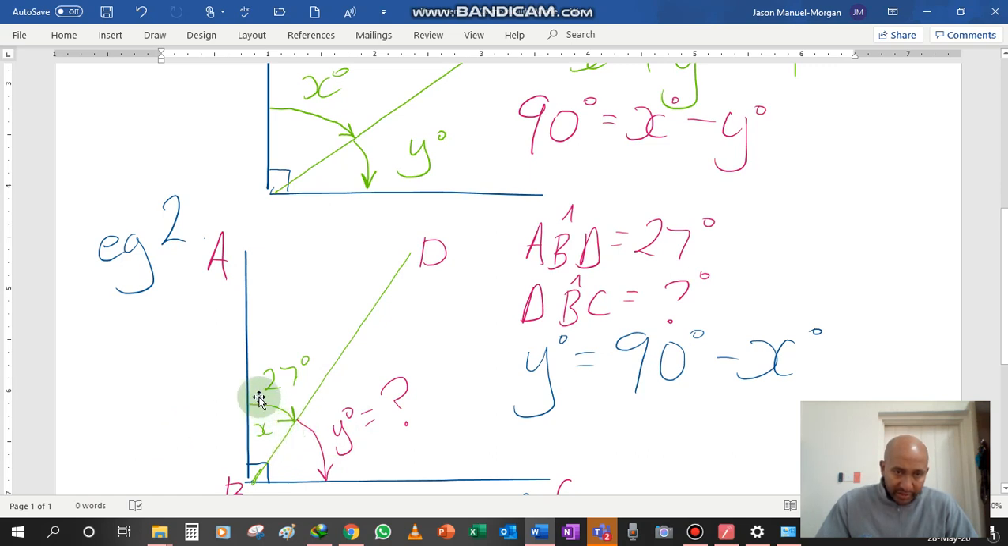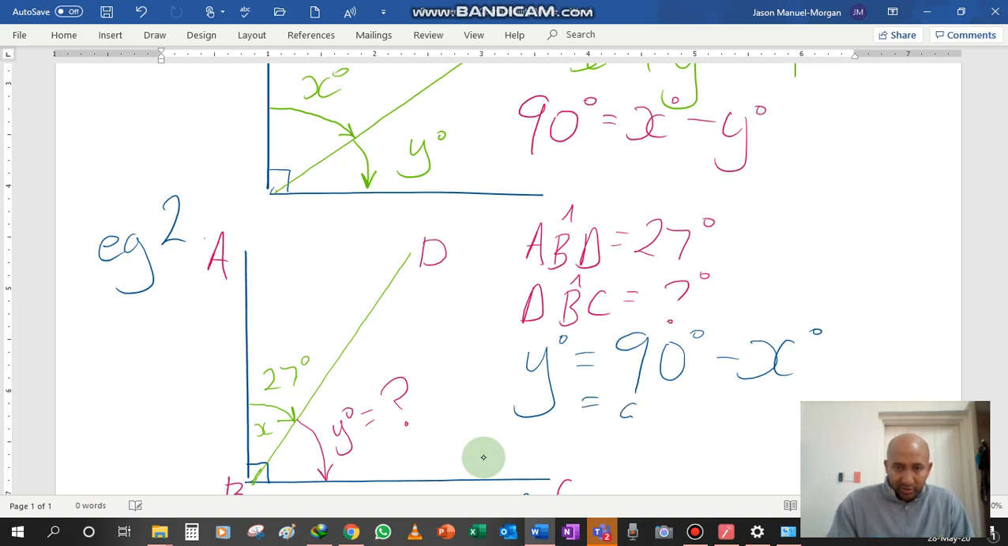So here, if I want to know what y is, I just need to understand that y is going to be 90 degrees, which is the total angle here, minus what I know is given, which is 27 degrees, and the remainder is what y is. So, if you understand your maths, let's do that quickly on the side. 90 minus 27, that should be 63.